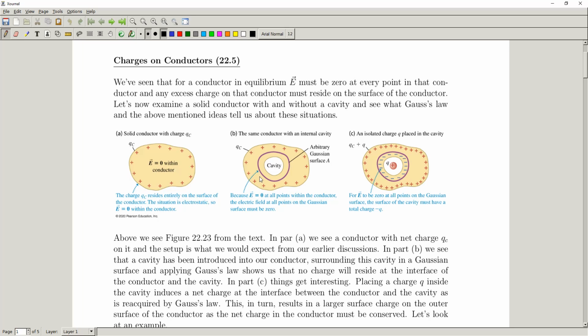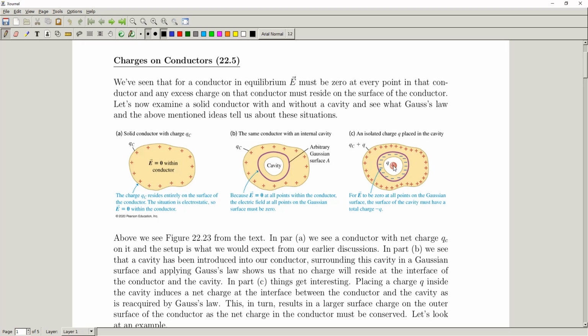So what does this tell us? This tells us that if we have a cavity which is empty, right, there's no charge in the cavity, then no charge will build up on the edge of the inner cavity, because that would result in an electric field. And so we still have all of our excess charge building up on the outer edge of the conductor, right?